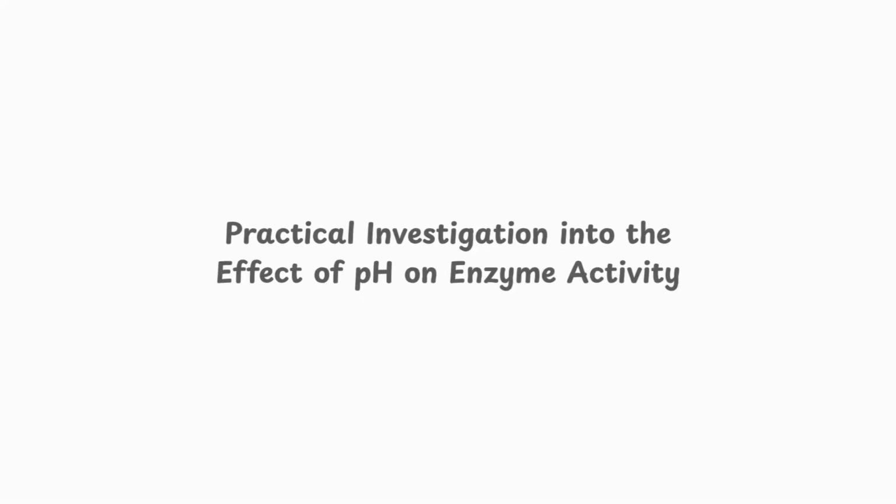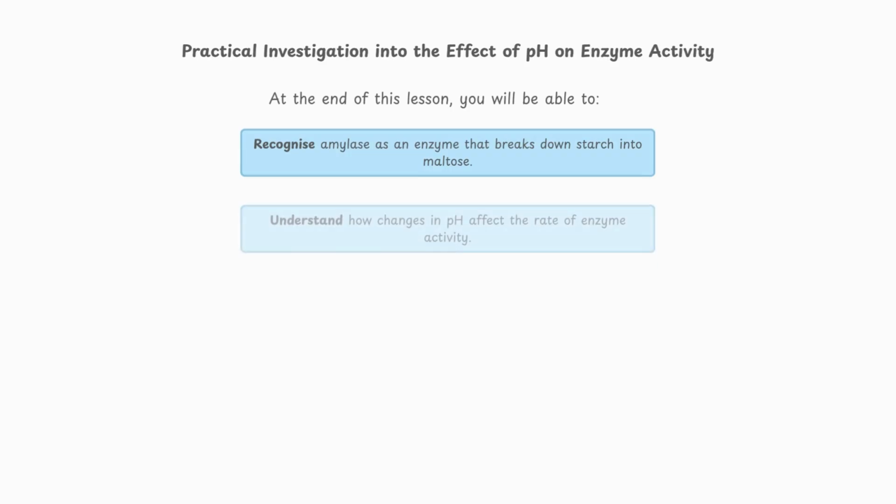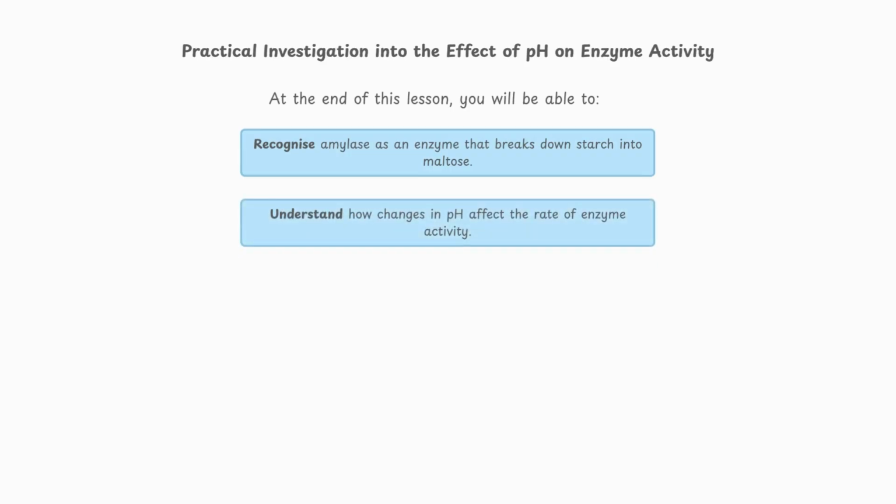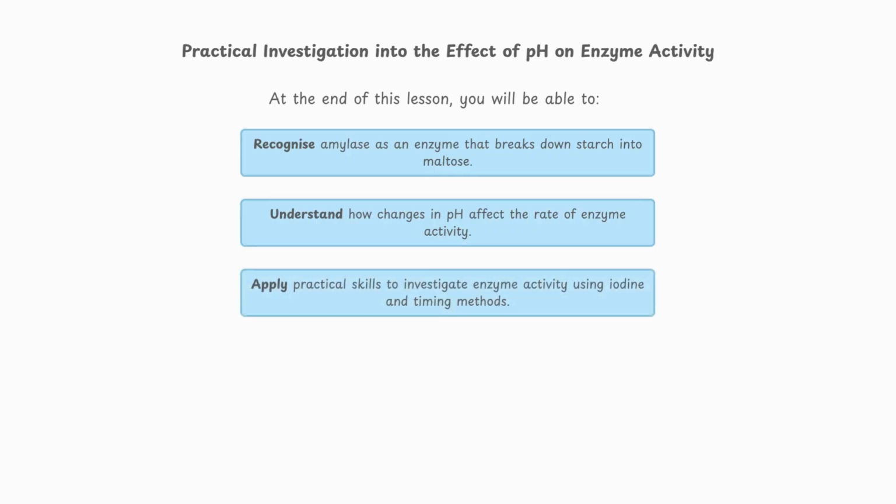Hello, and welcome to this practical lesson on investigating how pH affects enzyme activity. By the time you finish this video, you will be able to recognize the role of amylase, understand how pH influences how fast an enzyme works, and apply practical techniques to measure enzyme activity accurately using iodine and a stopwatch.